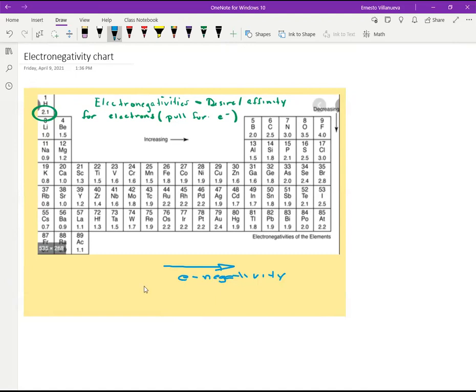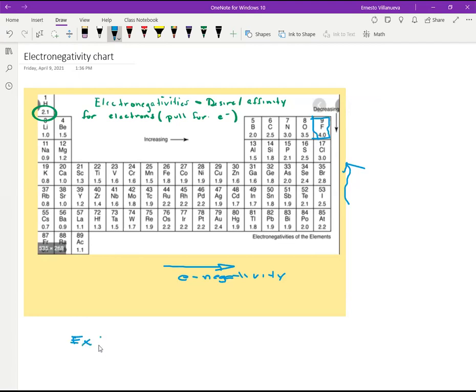Okay, so electronegativity increases to the right of the periodic table, and it increases as you go up the periodic table. So as you move up the table, you're going to see an increase in electronegativity. And because of that, the most electronegative element on the periodic table is in fact fluorine. Now, how do you measure polarity? Well, let's do a quick example.